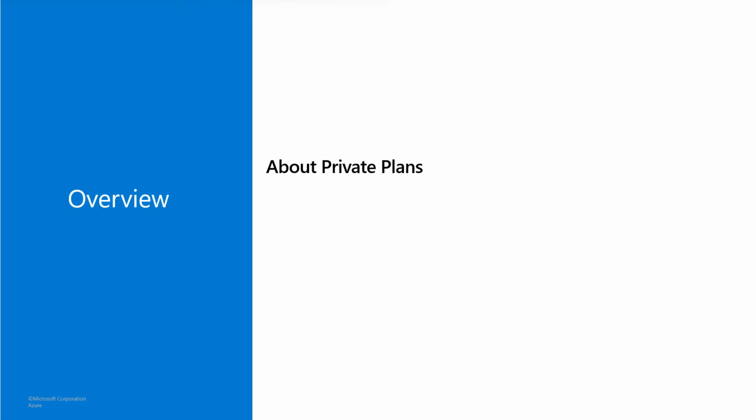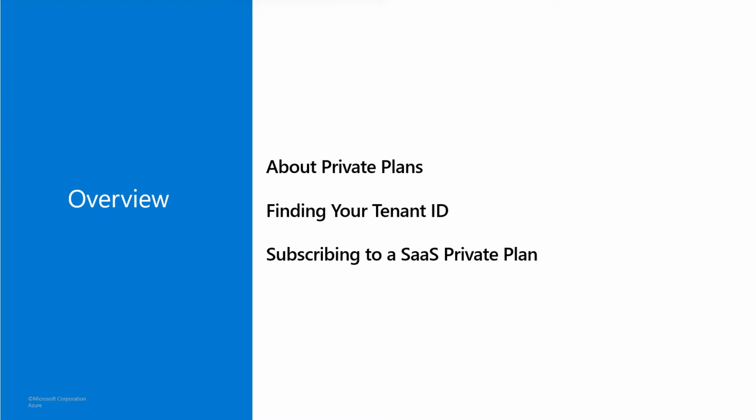First of all, we'll learn about private plans, what they are, why we might want to use them. And then we'll discuss finding your tenant ID. This is a crucial part of signing up for a private plan. We'll see how to do this and discuss why you need to know. Finally, we'll look at purchasing a SaaS private plan, and you'll see purchasing a private plan from the perspective of a customer.